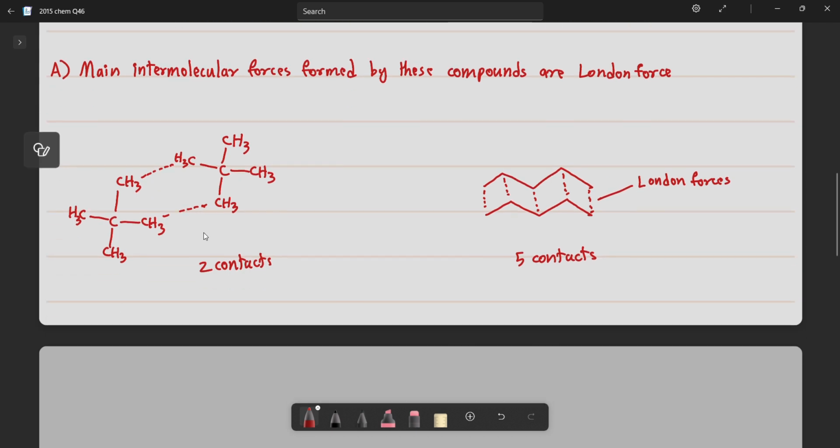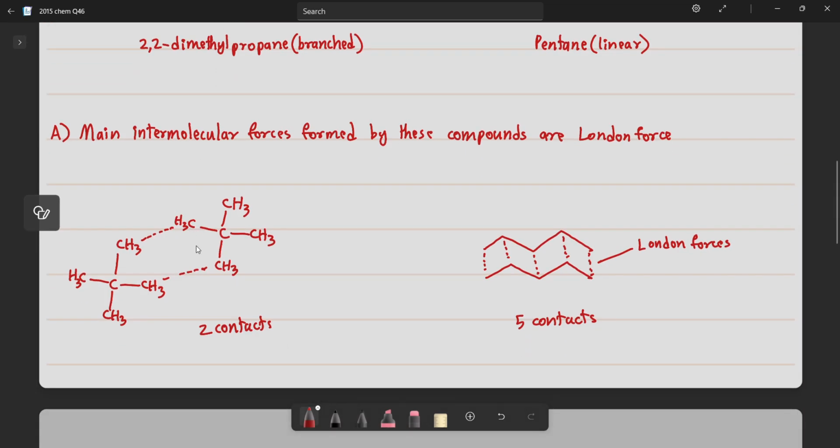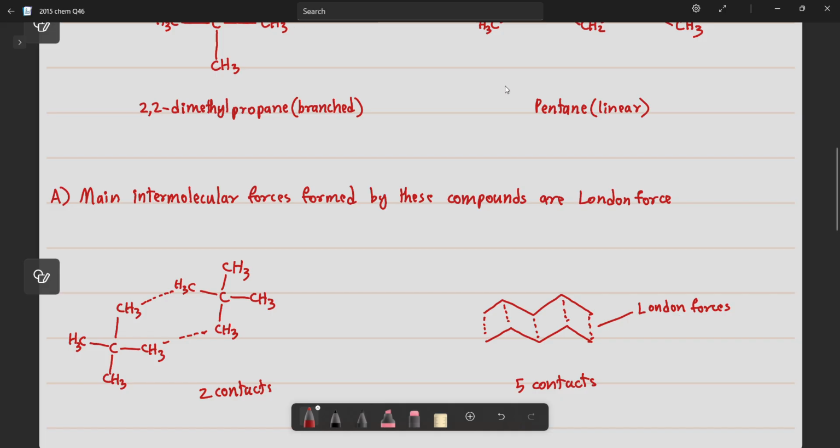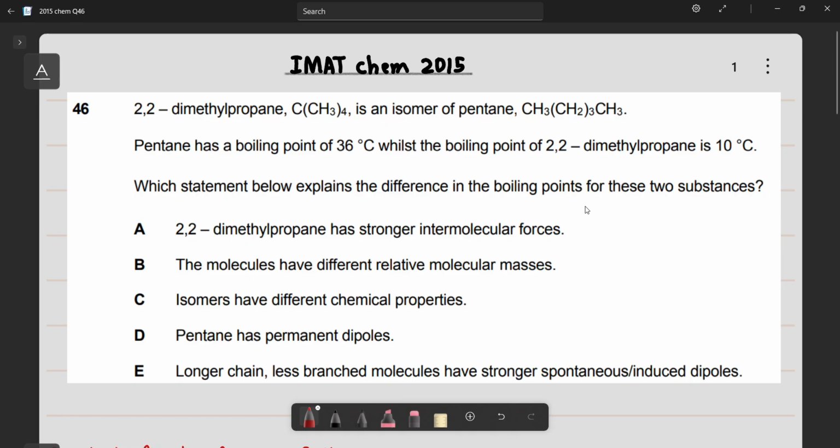So that's why the boiling point for 2,2-dimethylpropane is very low compared to the pentane, since it has very limited contact with the molecules, and so it's easier to break the bonds. So less energy is needed to break fewer contacts, whereas for the pentane, there are more London force interactions, so more energy is needed to break these bonds. So that's why pentane has a greater boiling point.